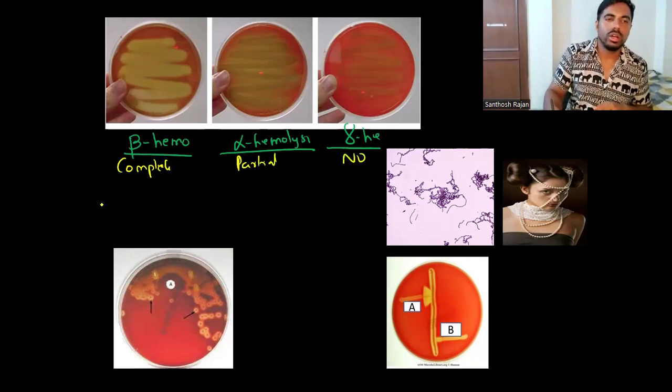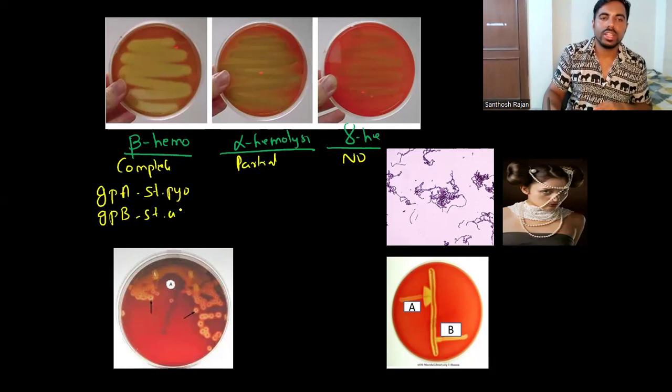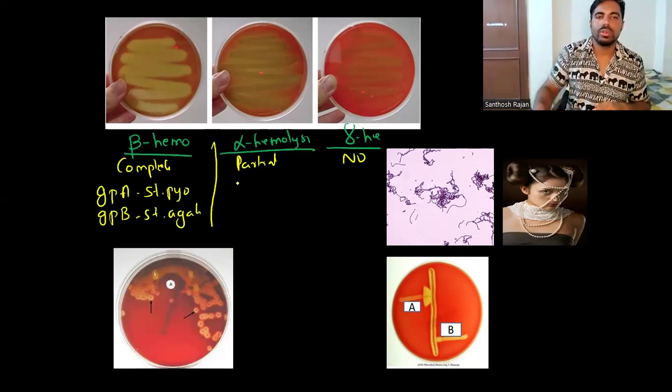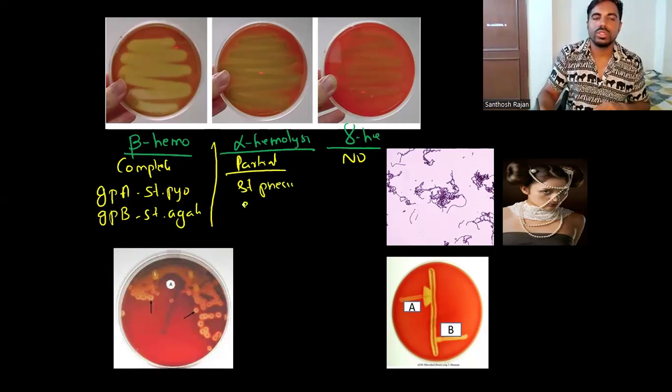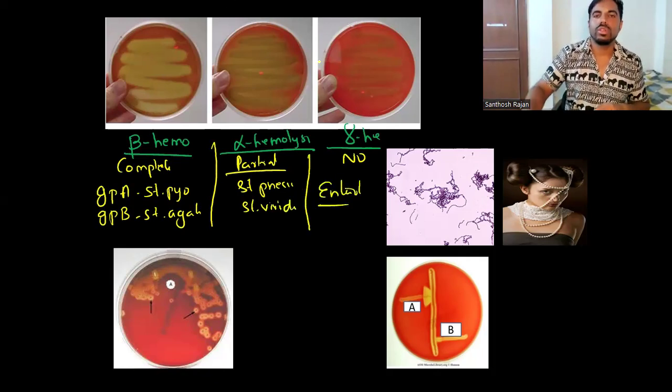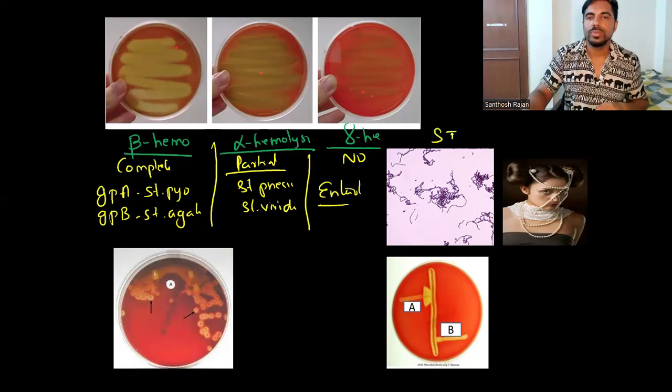So here, the organisms of group A and group B are complete. Group A is Streptococcus pyogenes, and group B is Streptococcus agalactiae. Partial is Streptococcus pneumoniae. The other one is Streptococcus viridans. They are all this only. And this is Enterococcus. Gamma means Enterococcus.